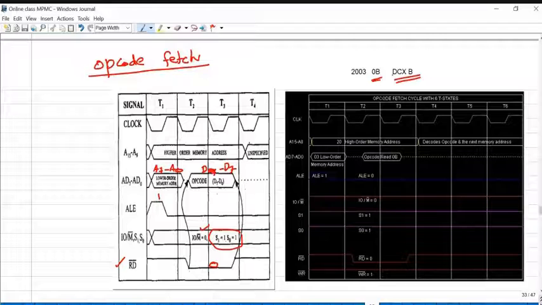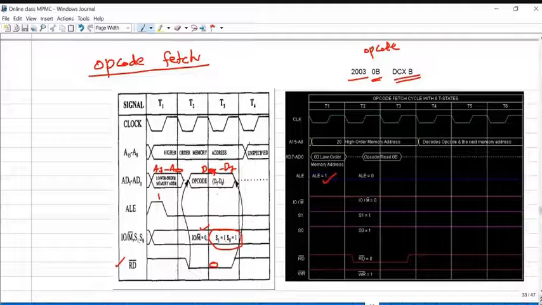Assume the opcode for this DCX B is 0B. Assume that the 0B opcode hexadecimal code is stored in the address location 2003. The first 4 T states are similar, the same opcode fetch, but the processor will take 2 more extra T states to complete this particular function.